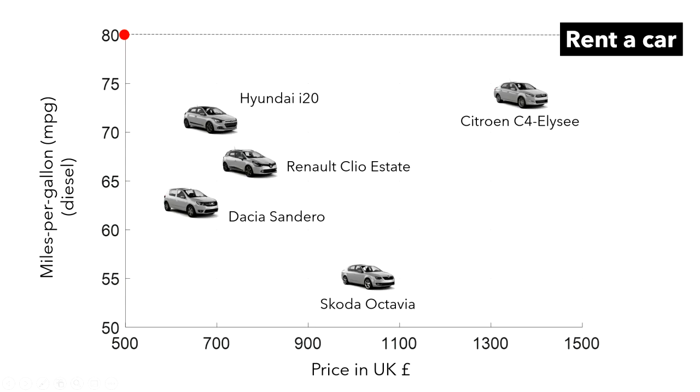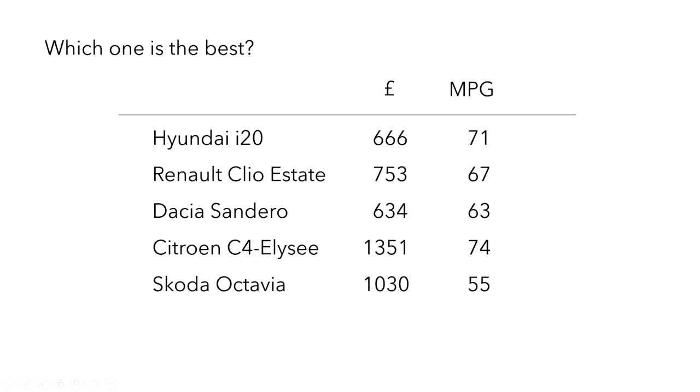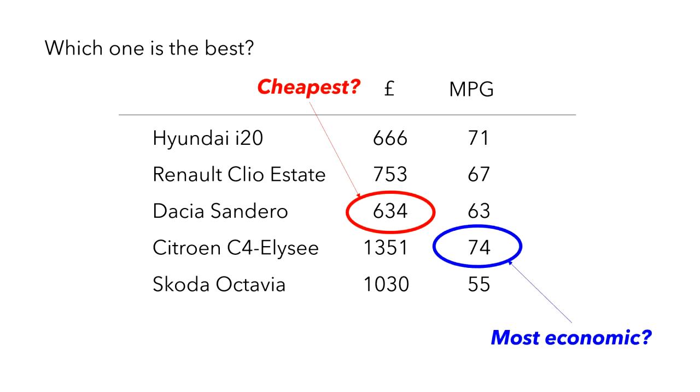Here are my choices. There are many more. I just picked a few to give you an example of Pareto Optimality. So looking at those choices, Dacia Sandero is the cheapest, Citroën is the most economical one. Which one is the best? Do I take the cheapest? Do I take the most economical one? Or is there another alternative that I can consider?